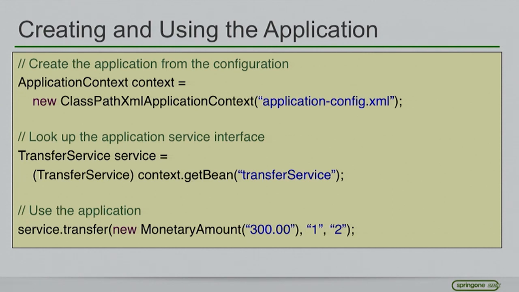Okay? So we instantiate the application context, we do a getBean, we perform an operation on it, and from this point on, we're using the application as it's designed. So at that point, we're just interacting with objects in a very typical Java way, right? Pretty straightforward.